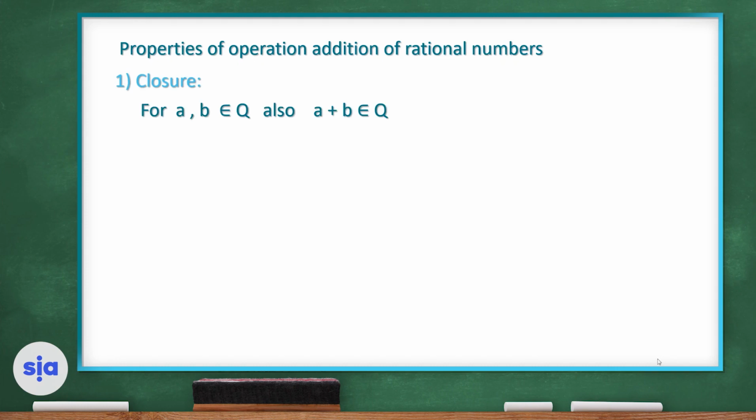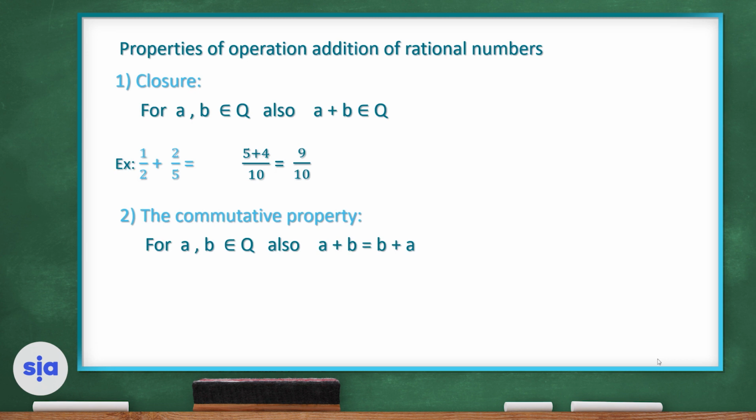In this session we'll be talking about the properties of addition operation of rational numbers. The first property is the closure property. For a, b belongs to Q, also a plus b belongs to Q. Example, 1 over 2 plus 2 over 5, which is 5 plus 4 over 10, which is 9 over 10.